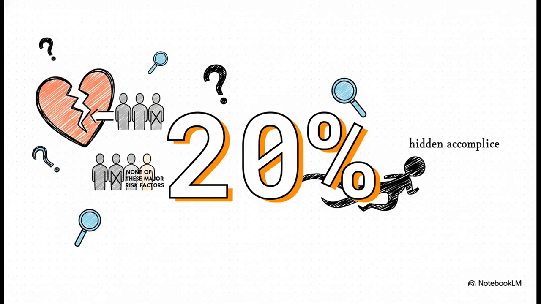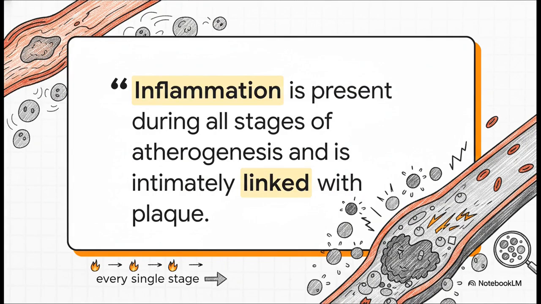But here is where the story gets interesting. A real twist. Look at this number, 20%. That means 1 out of every 5 heart attacks or strokes happens to people who don't have any of those big 3 risk factors. No high BP, no smoking, no diabetes. So what's going on? There must be a hidden player, an accomplice we haven't found yet. So what is it? The answer, my friends, is inflammation.